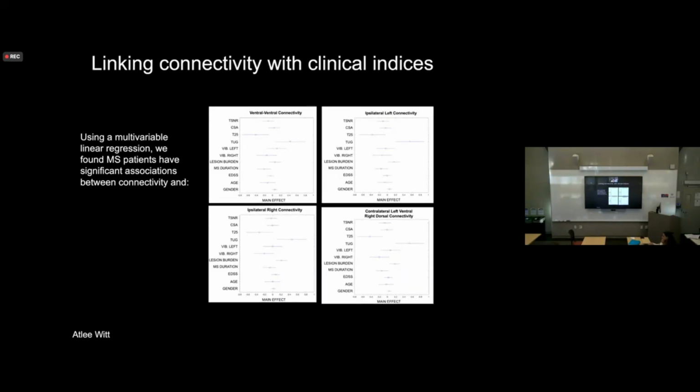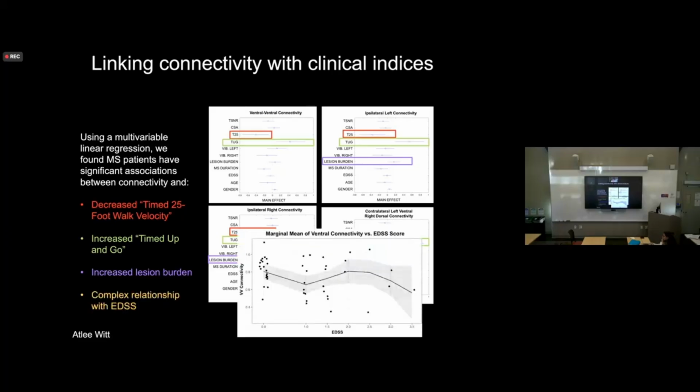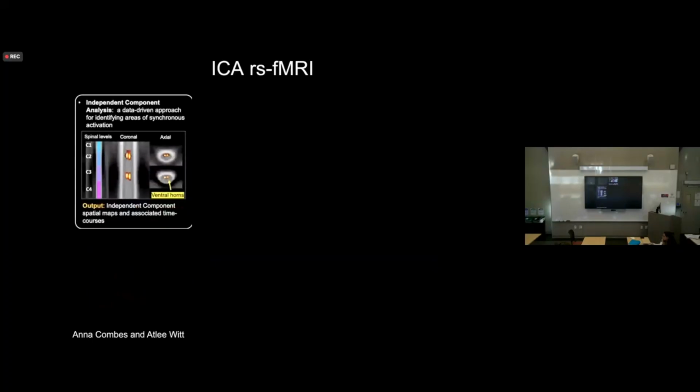And when you look at the relationship between functional impairment of the cord and neurological impairment of the person, there are some things that pop out. For example, there are some relationships with timed 25-foot walk, with timed up and go, so standing up out of your seat, walking, coming back, sitting down, and lesion burden. We would expect that. But there's a complex relationship with the EDSS measure, and we understand the benefits and the weaknesses of the EDSS measure, but there's a complicated relationship that shows a little bit about how connectivity may change downward, may change upward, and statistically there are trends on various ways that this changes.